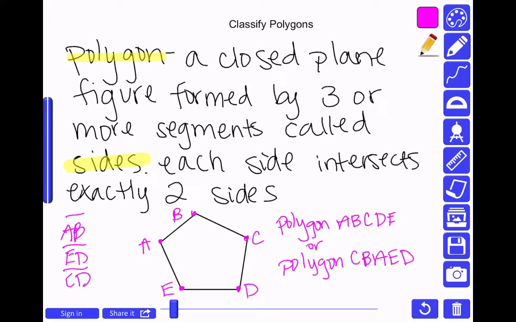And so when it says the side intersects exactly 2 sides, if you look at segment BC, it intersects CD right here and it intersects AB right here. So that's what it means by it intersects 2 sides.